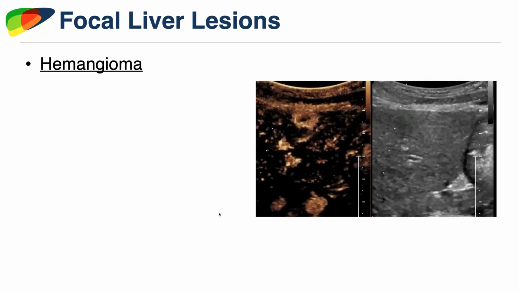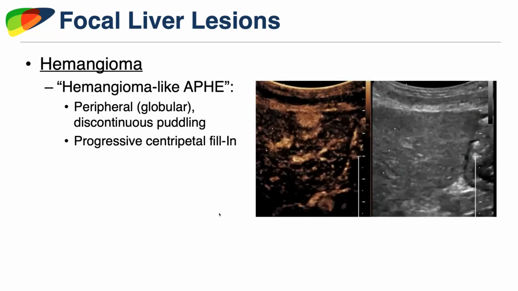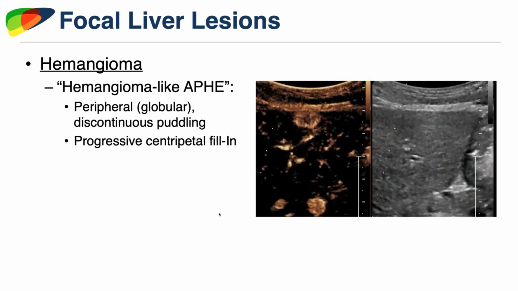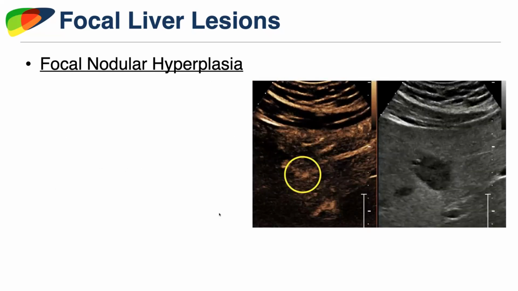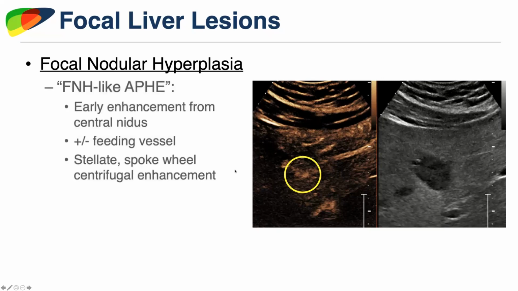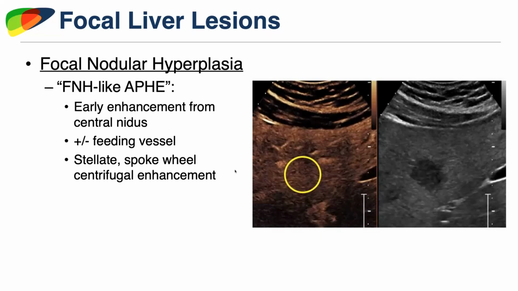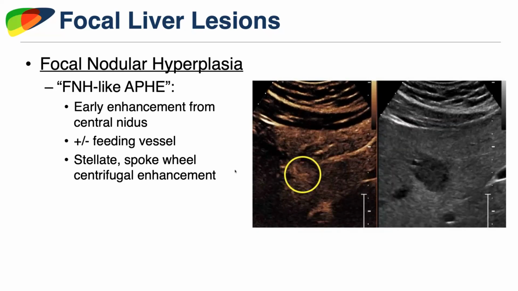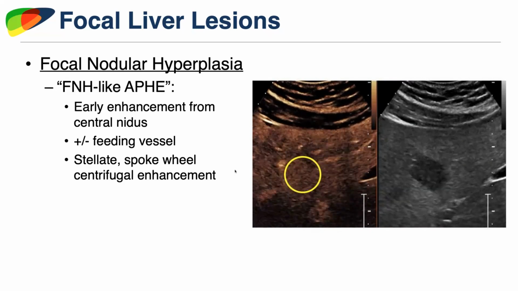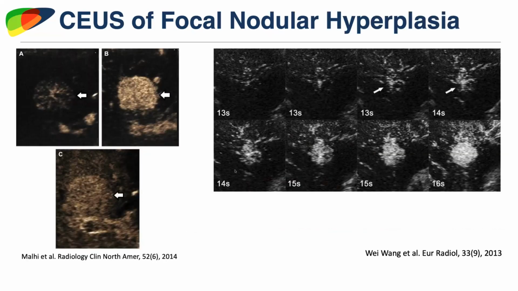Hemangioma, with a hemangioma-like enhancement pattern. It's peripheral discontinuous globular enhancement, centripetal fill-in. The lesion should follow the blood pool. Focal nodular hyperplasia, this is really fun. Just like on catheter angiography, it will enhance from the central stellate scar and have this spoke wheel enhancement, and the observation will become iso-enhancing to the liver without washout. And that enhancement pattern is quite specific for FNH. This is just some images from the literature to show you guys that I'm not lying. This is fairly well published for contrast enhanced ultrasound.